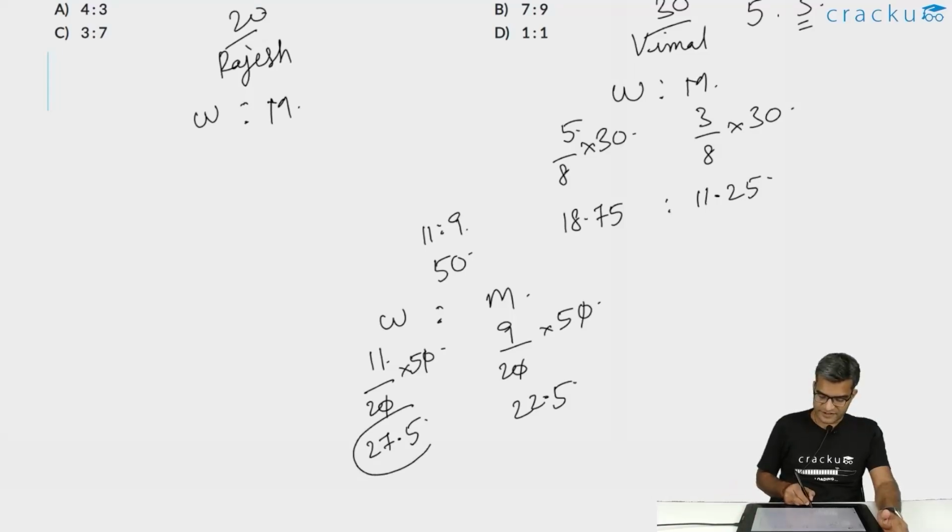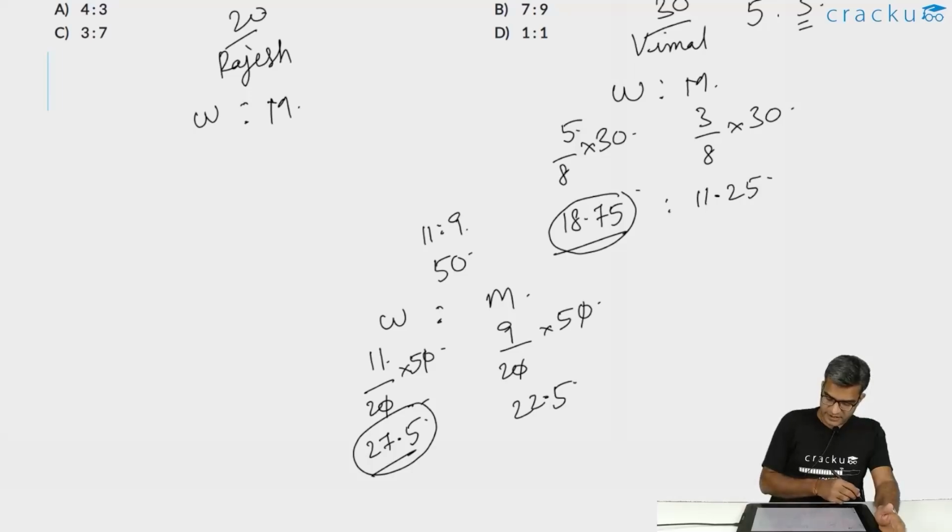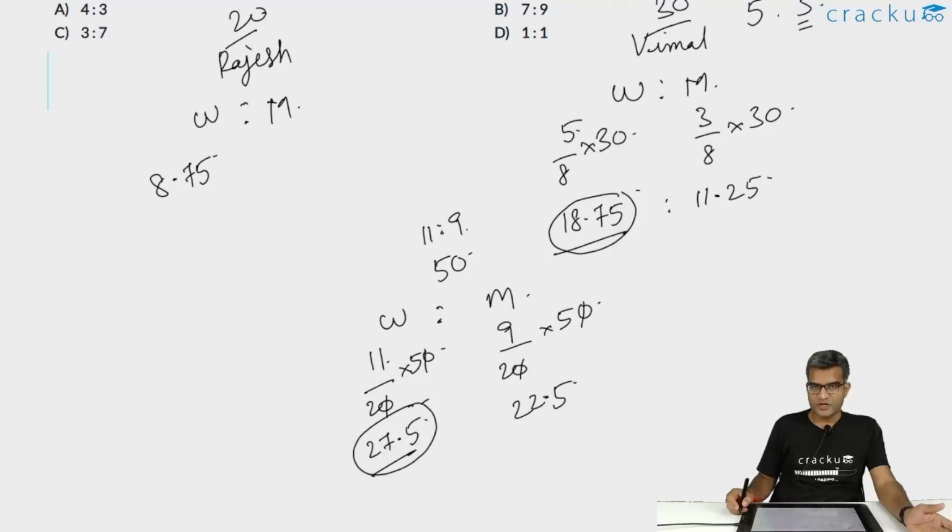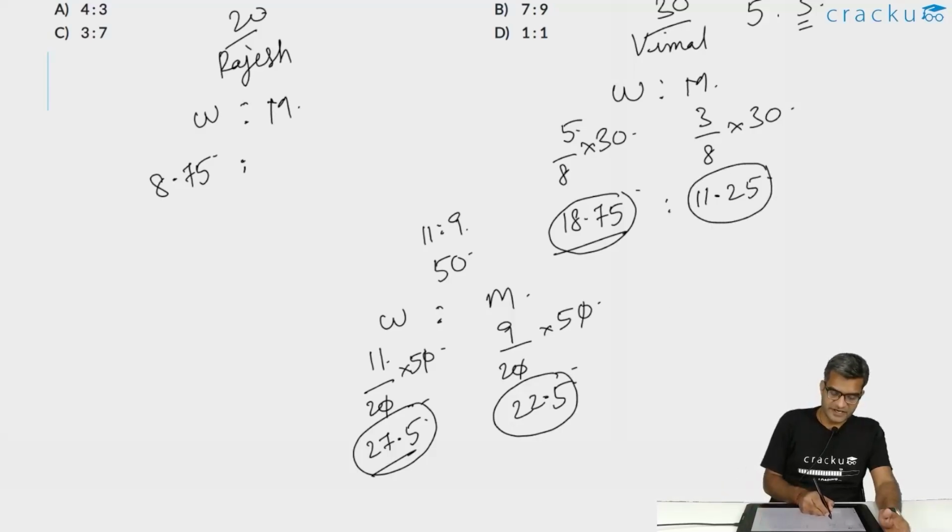This is the total wheat. This is the wheat with Vimal. So the wheat with Rajesh will be 27.5 minus 18.75, which will come to 1.25 plus 7.5, is 8.75. And the total amount of mustard with Rajesh will be the total mustard, which is 22.5 minus 11.25, which will be again equal to 11.25.